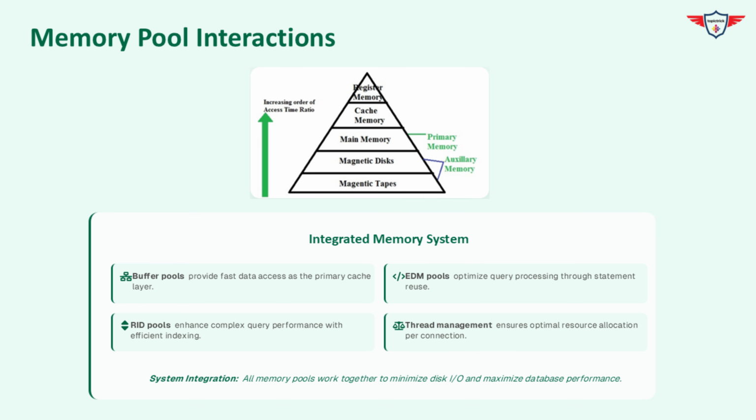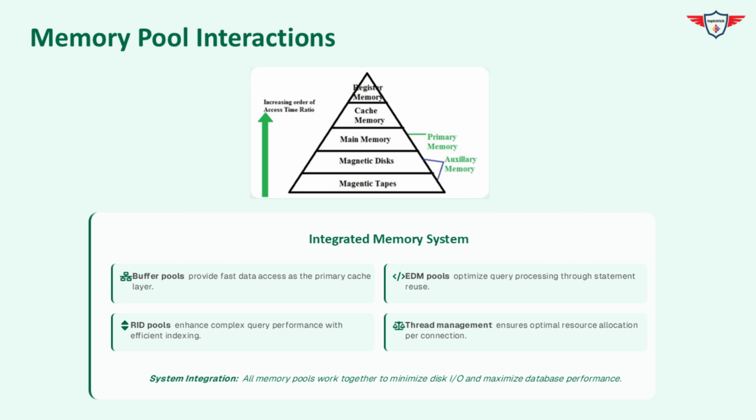The memory hierarchy shows how different components complement each other. Buffer pools provide the primary data caching layer, ensuring fast access to frequently used data pages. EDM pools optimize the query processing pipeline by reusing compiled SQL statements and execution plans. RID pools enhance complex query performance by efficiently managing index operations and reducing random I/O patterns. Thread management ensures that each connection has the resources it needs without interfering with other concurrent operations.